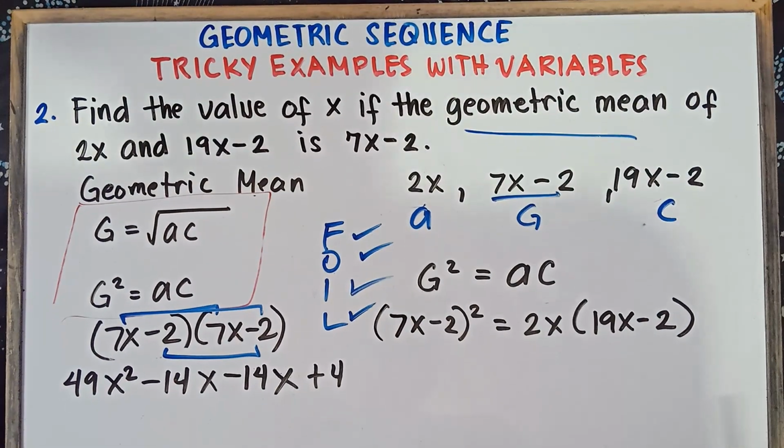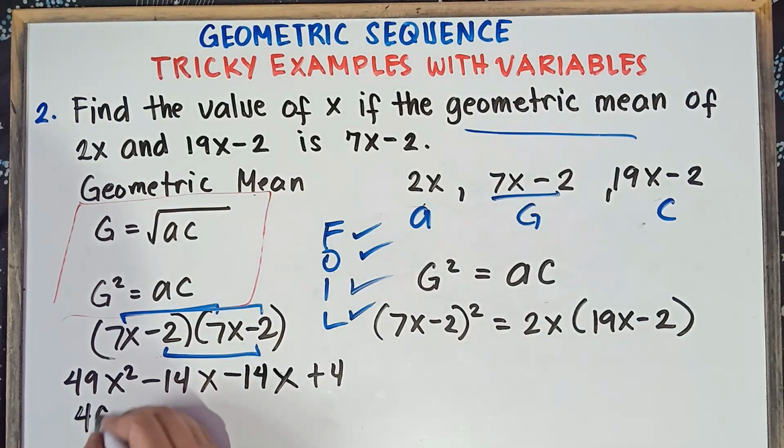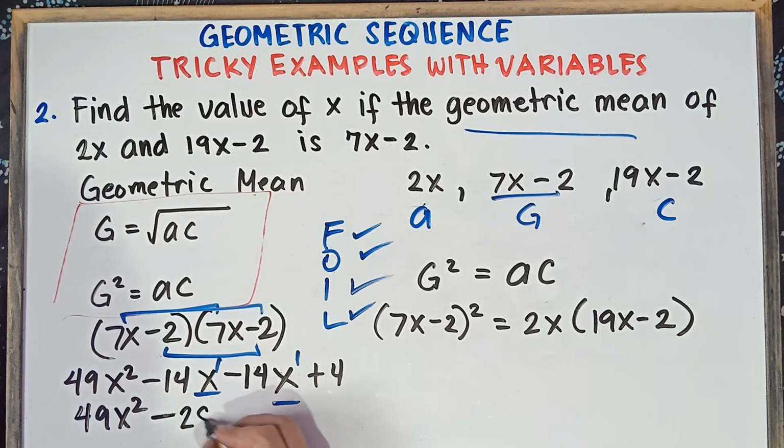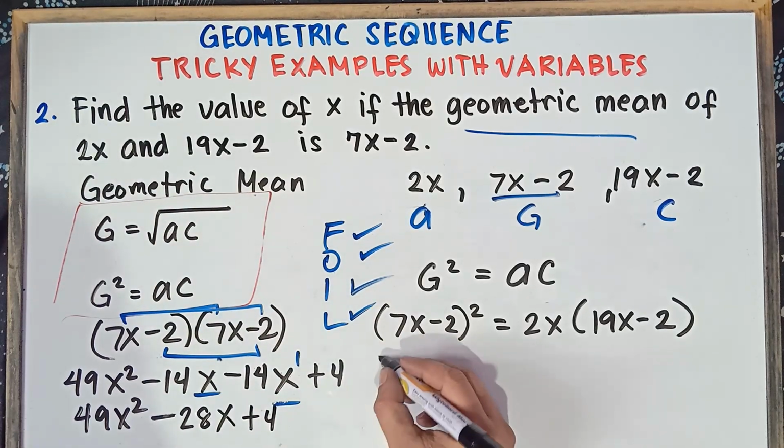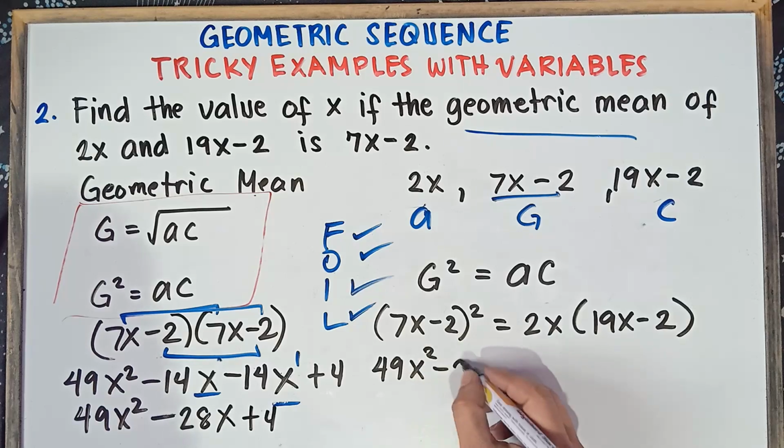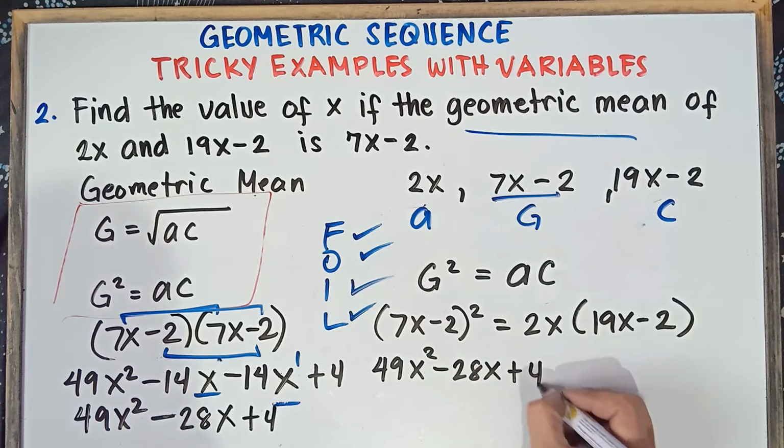Alright, and then simply combine like terms. Copy 49x squared. We can combine these, same x and same exponent for x. So negative 14, if the signs are the same, simply copy the sign and add the numbers. That would be negative 28, simply copy x, and then copy positive 4. Once again, class, do not be confused with this one. If both are negative, simply copy the negative sign and add the numbers. So this will be 49x squared minus 28x plus 4.